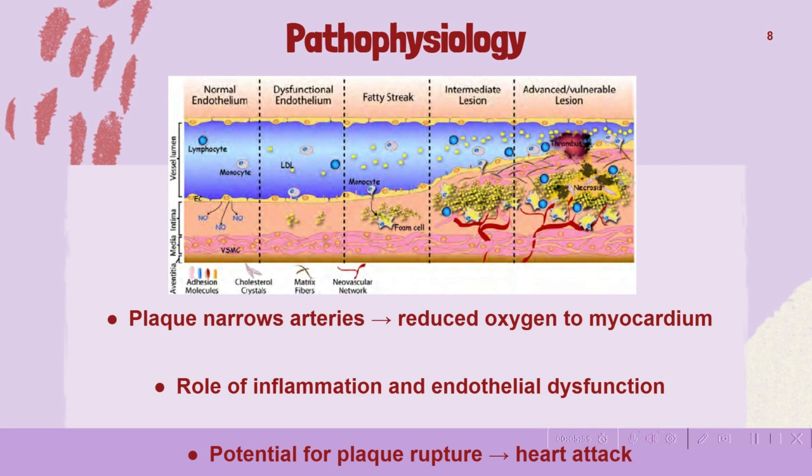If a plaque becomes unstable and ruptures, it can trigger the formation of a blood clot at the site of the rupture. This clot can suddenly and completely block a coronary artery, leading to a myocardial infarction, heart attack, which can be fatal if not promptly treated.